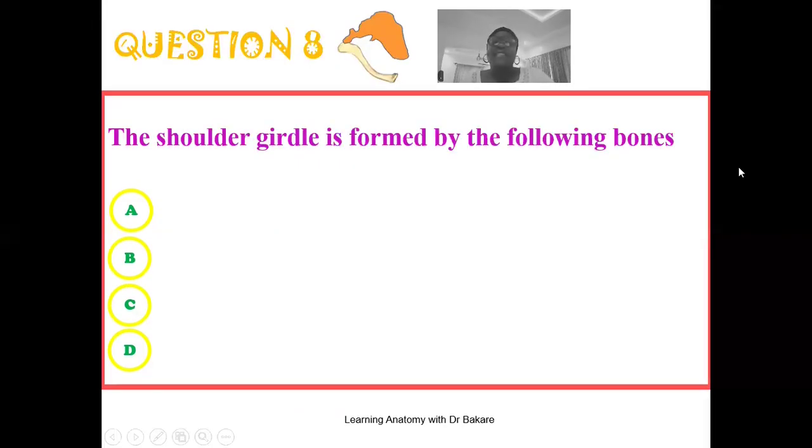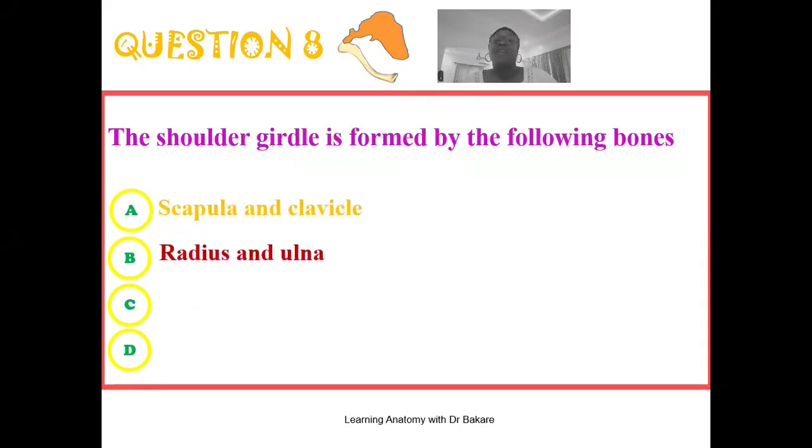Now let's go to the eighth question, and this reads that the shoulder girdle is formed by the following bones. Is it the scapula and the clavicle, the radius and the ulna? Is it the sternum and the ribs, or is it the ribs and the vertebrae?